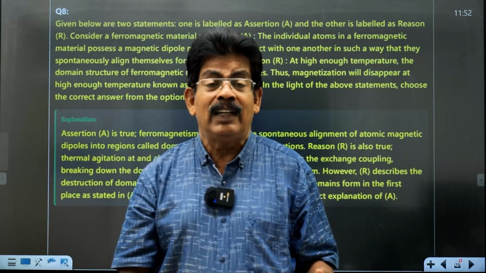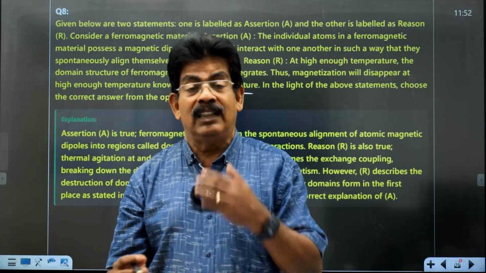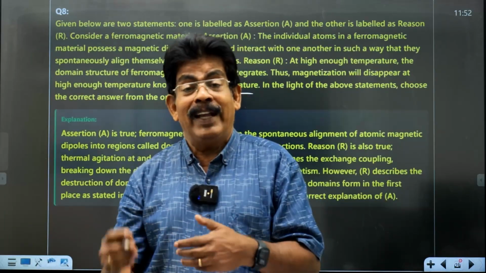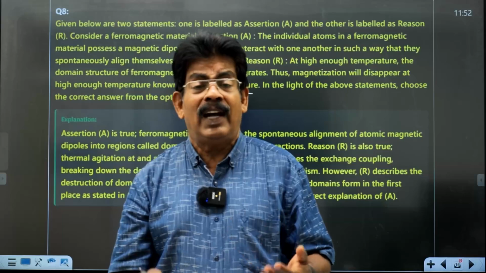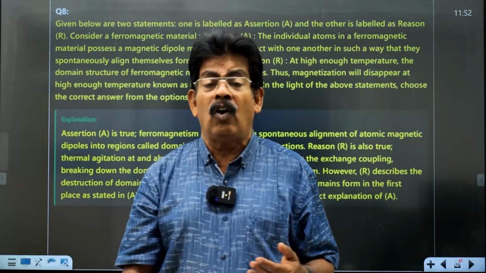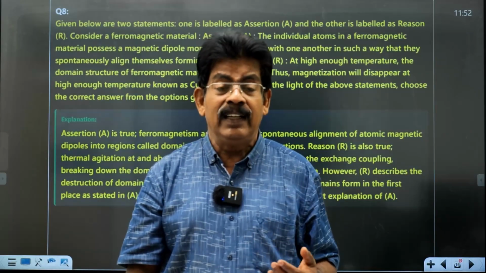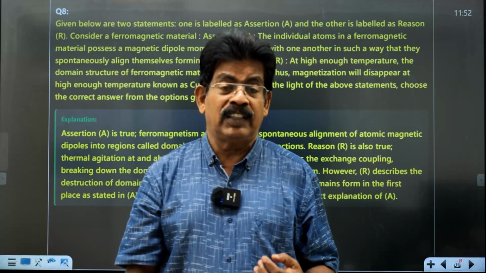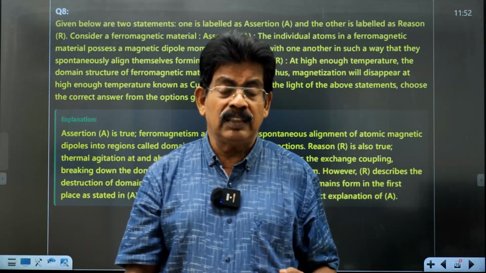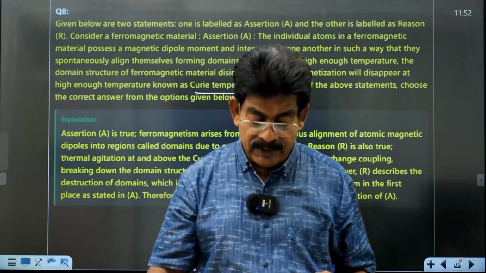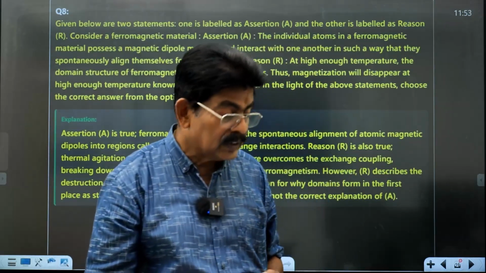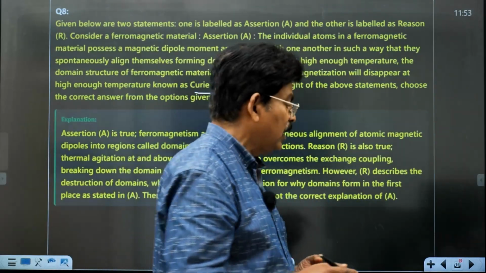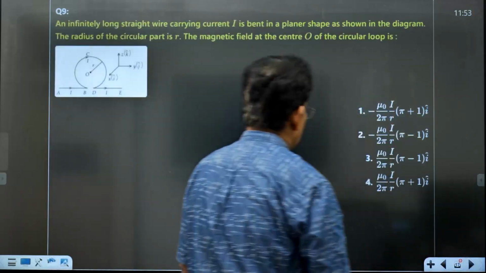It is not supporting that. It is telling something else, that it may lose the domain feature. That aspect is not in tune with explaining the first statement, the assertion. So, assertion correct, reason correct, but the reason is not supporting the assertion. Option 1 is the correct one. We go to the next one.